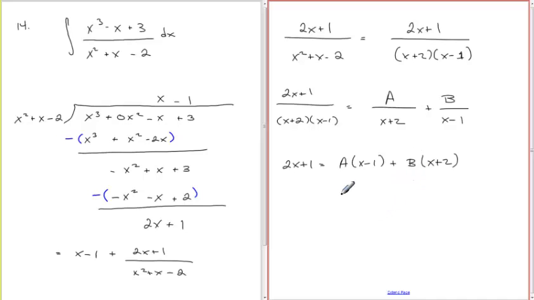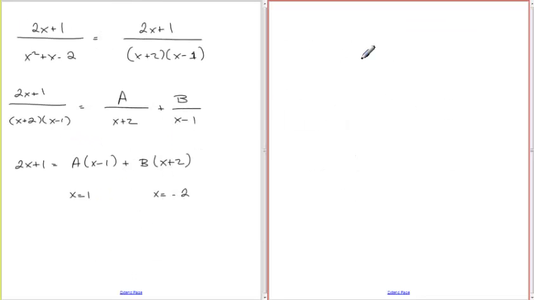And then we do the same thing again. We're going to let x equal 1, so that'll go to 0 first, and then we're going to let x equal negative 2. That'll let that go to 0. So let's add another page.